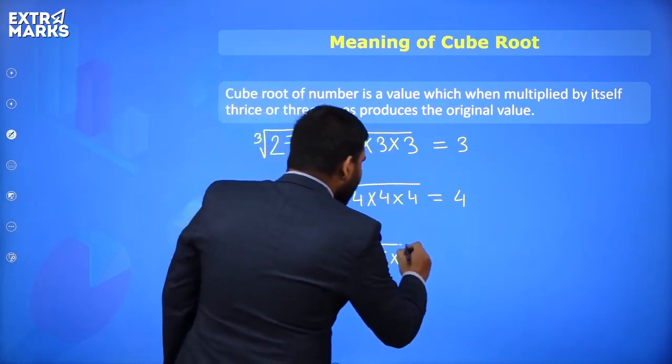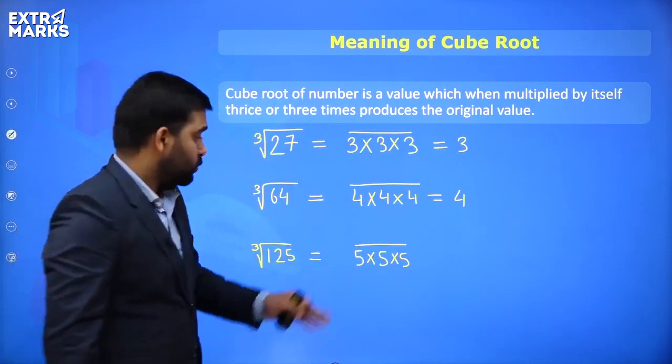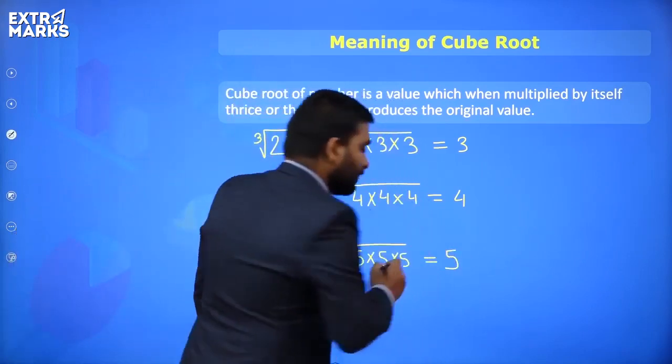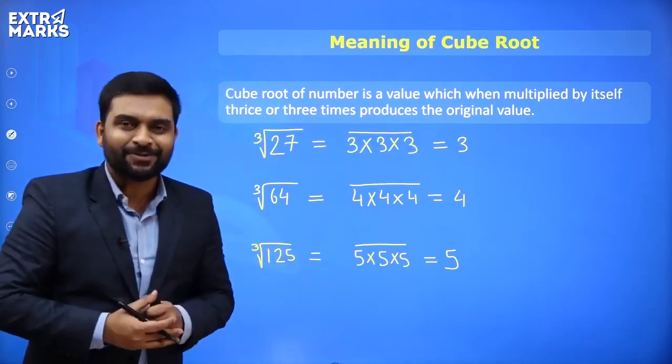125. So now in the cube root, we do the pairing of three numbers. So we can say the cube root of 125 is how much? It is 5. I hope this thing is now clear to everyone.